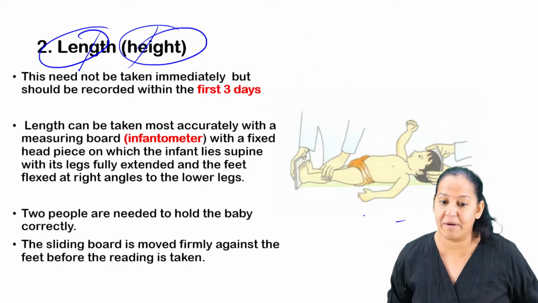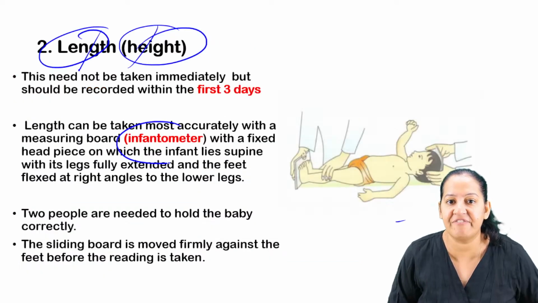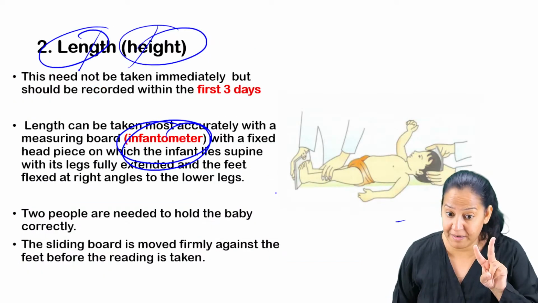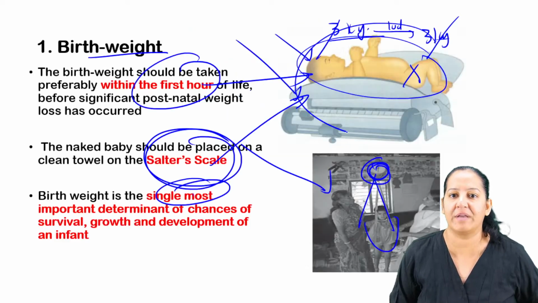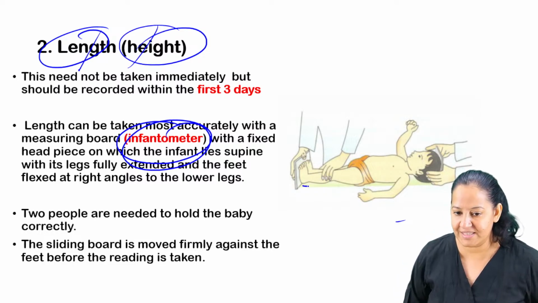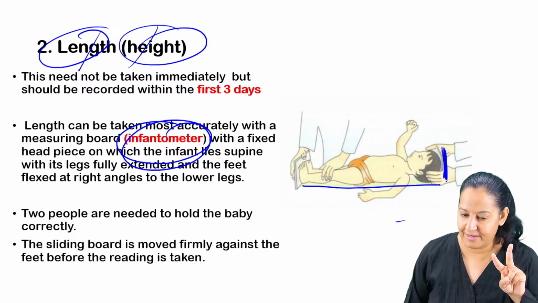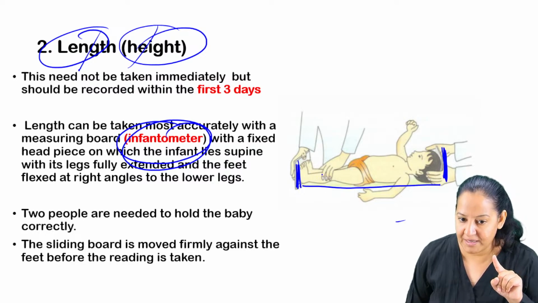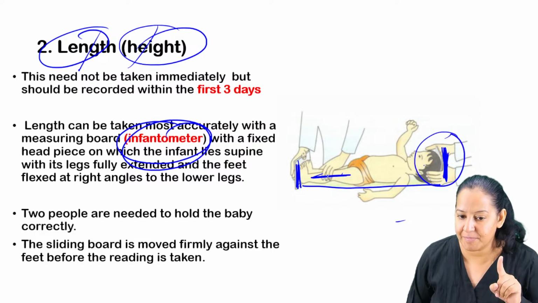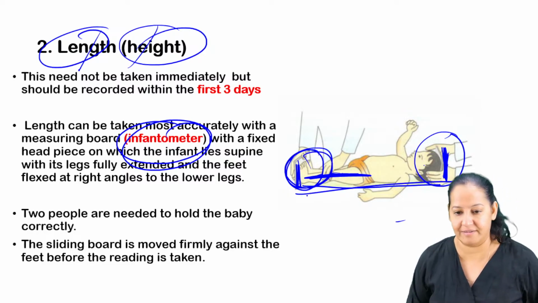So there is another instrument required. The name of the instrument here is infantometer. Here 2 people are required. For weight, only 1 person is required, but for height, 2 people are required. So you can see there is a scale and there are 2 slabs. One slab is kept at the head and another slab at the feet, but knees should be straight. One person should keep the slab at the head, another person should straighten the knee and keep the other slab at the foot, and then measure the length or the height.